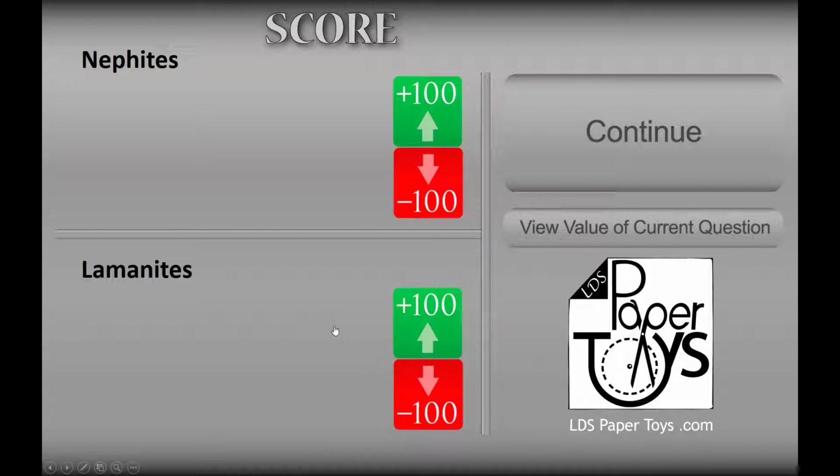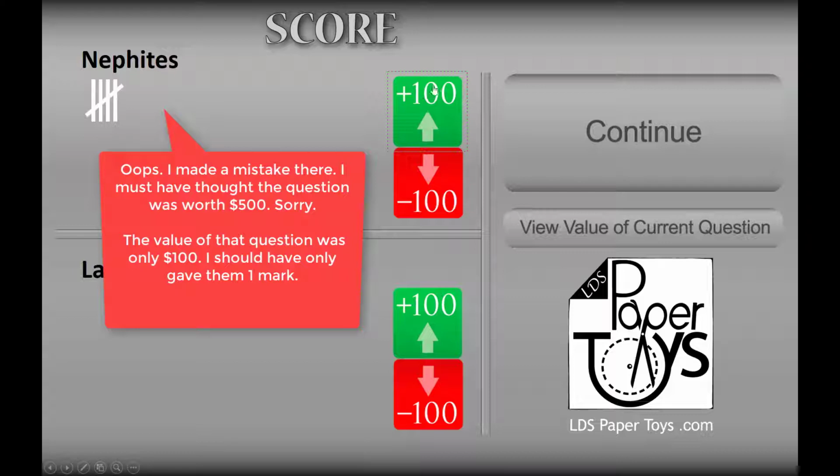And maybe the girls' team was the Nephites, so we're going to hit this 5 times for 100. 1, 2, 3, 4, 5. So I hit that green. If I want to remove points, I can use the red one. Now this won't go into negative, so if you're out of points, just keep it at 0.